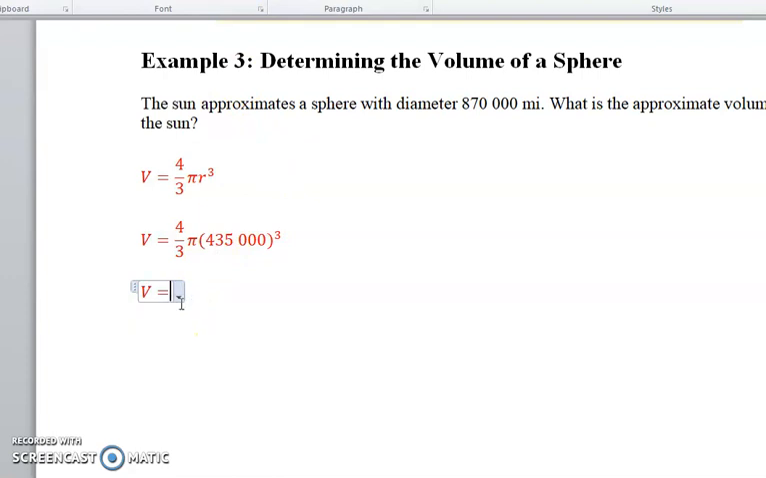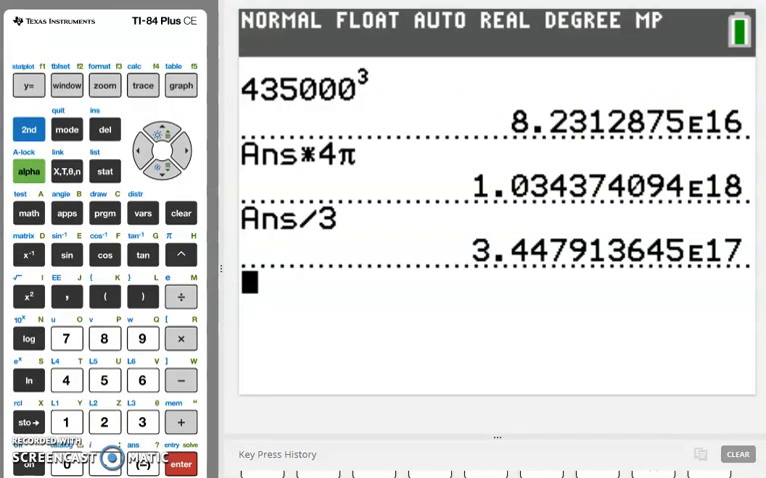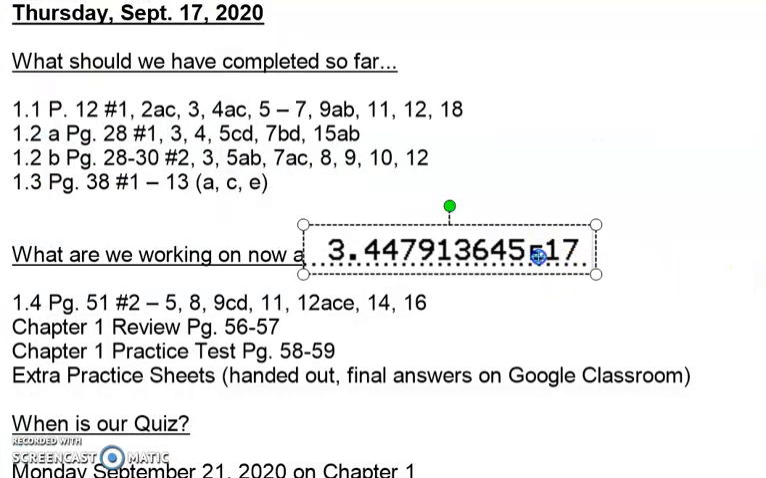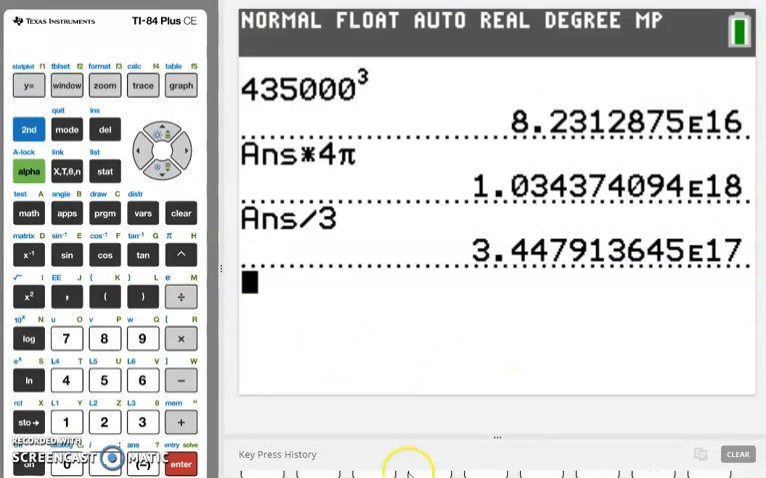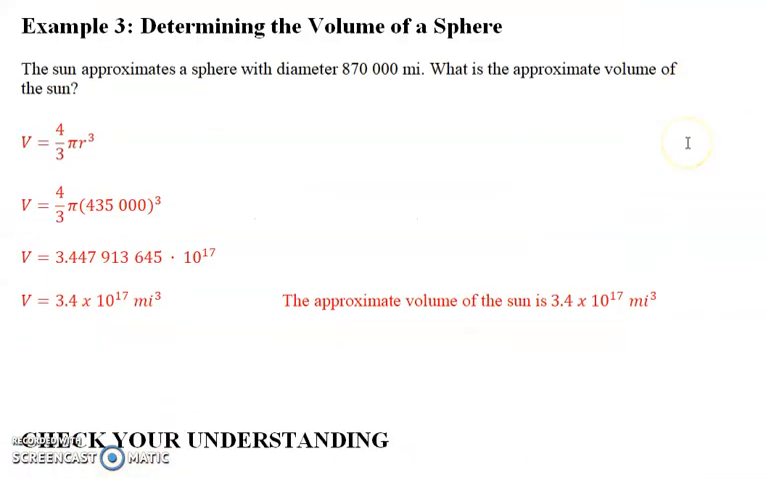So that's equal to, and you can just grab the calculator again, 3.44. I'm going to snap a picture so I remember the digits. Alright, getting back to the question. So I got my value, you saw me snap the picture there.